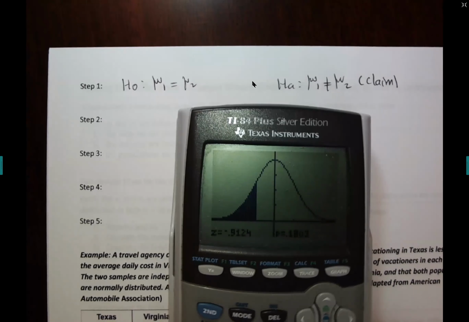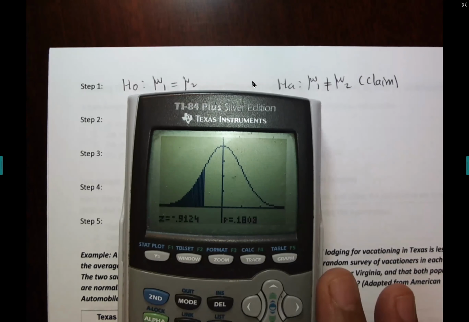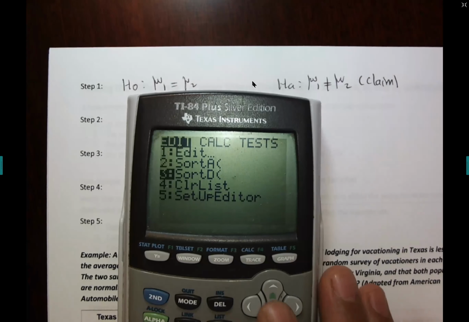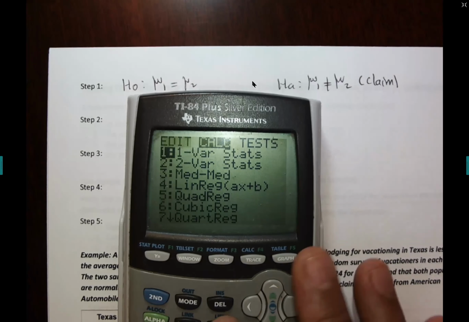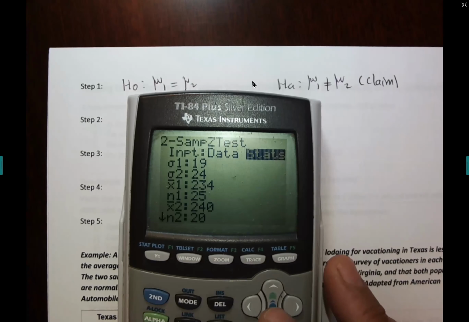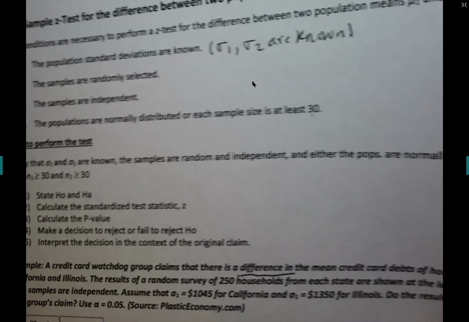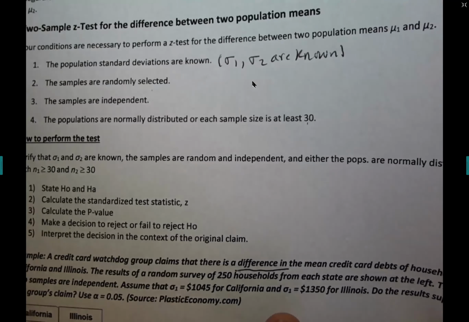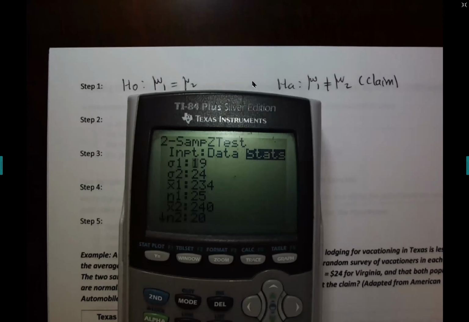Turn the calculator on. Go to Stat, Tests, and it is number 3, 2-sample Z test. Watch. It's asking me to enter sigma 1 and sigma 2. Let me show you sigma 1 and sigma 2, guys. Sigma 1 was 1045 and sigma 2 is 1350. So I'm going to enter that.